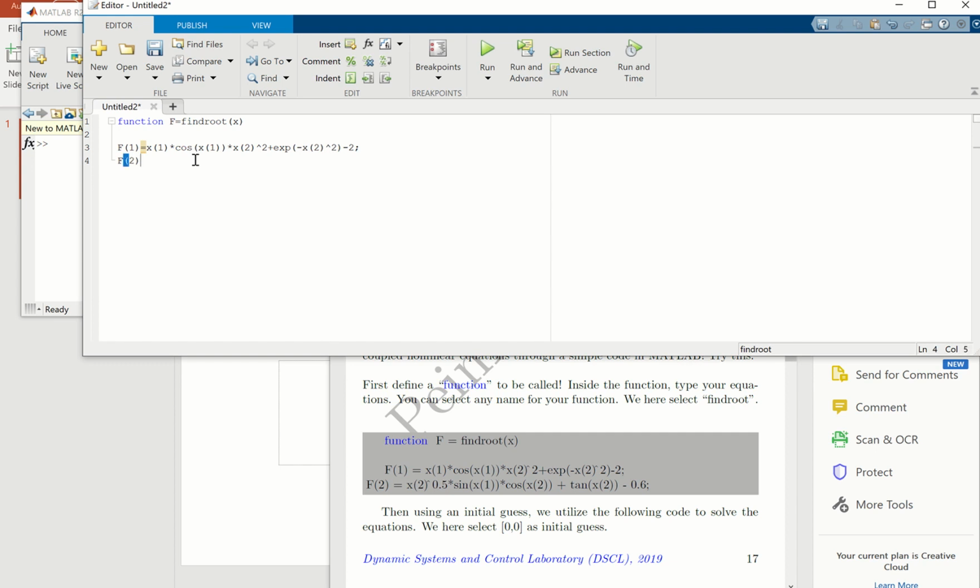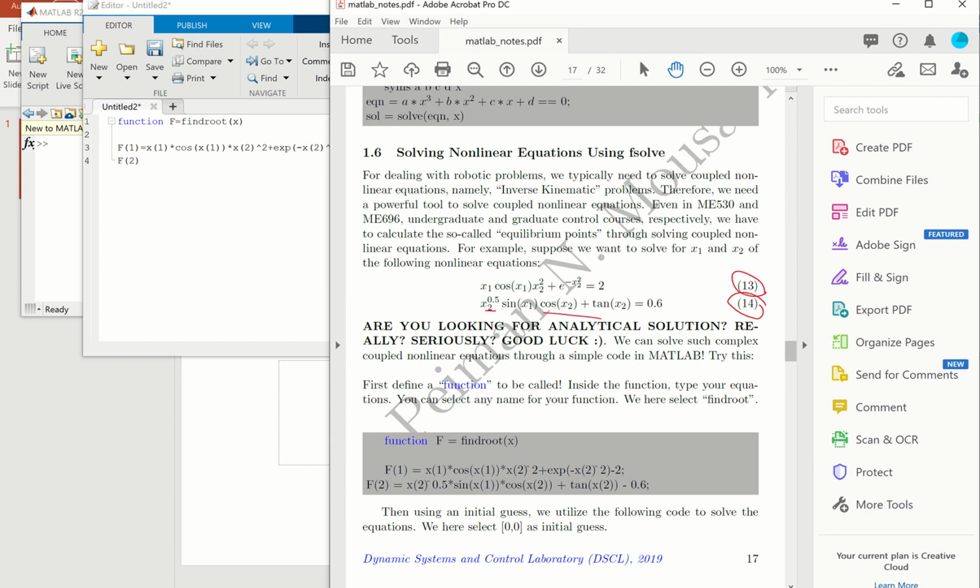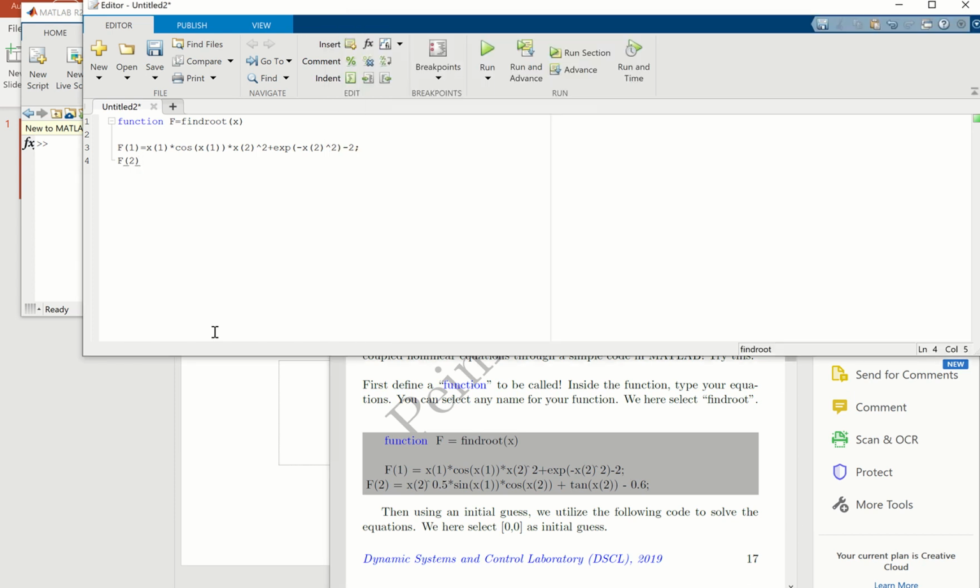Now f2. Look here, guys. This is f2, this line. So x2 to the power of 0.5, multiplied by sine x1, multiplied by cosine x2, plus tangent x2, minus 0.6. We're going to type it here. f2 is equal to x2 to the 0.5 multiplied by sine x1, multiplied by cosine x2, plus tangent of x2, minus 0.6. Sorry for the noise, guys. Okay, we got it.